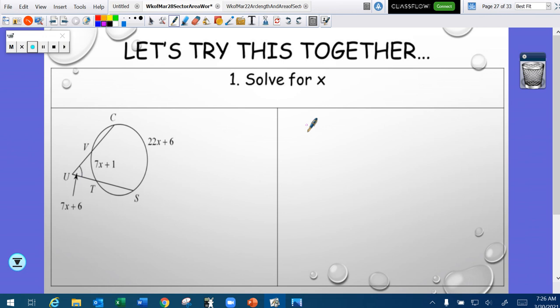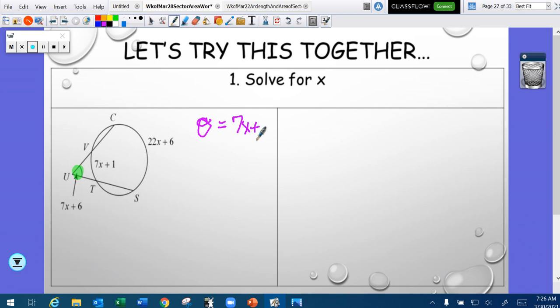Here, this is asking you to solve for x. So look at your picture, and in this picture, you're going to notice that the theta is outside of the circle, which is right here, and you have 2 secants. So since the theta is outside of the circle and you have 2 secants, we're going to use the formula where we're going to write down our parts first.